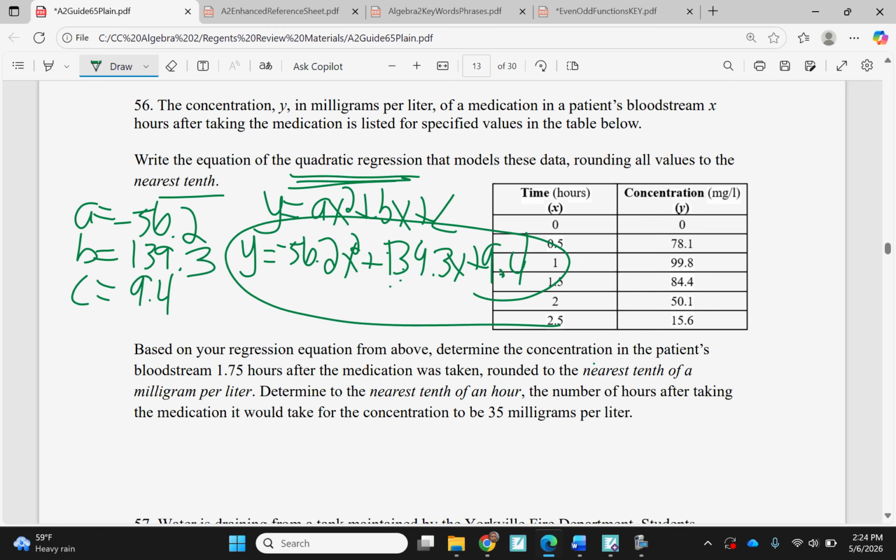Just like the last question, I'm not going to go through the follow-up questions in detail, but it's giving you 1.75 hours. That's x, so you sub it in for x. And in a separate question, it's giving you 35 milligrams per liter. That's y, so you sub it in for y, and you do y1, y2 intersect.